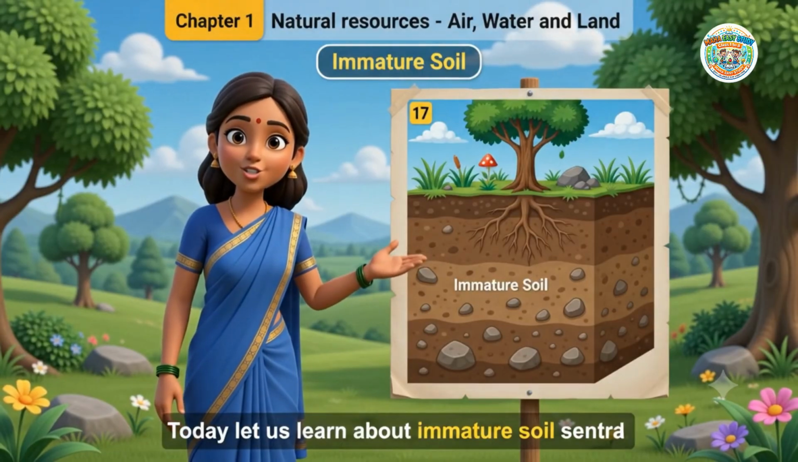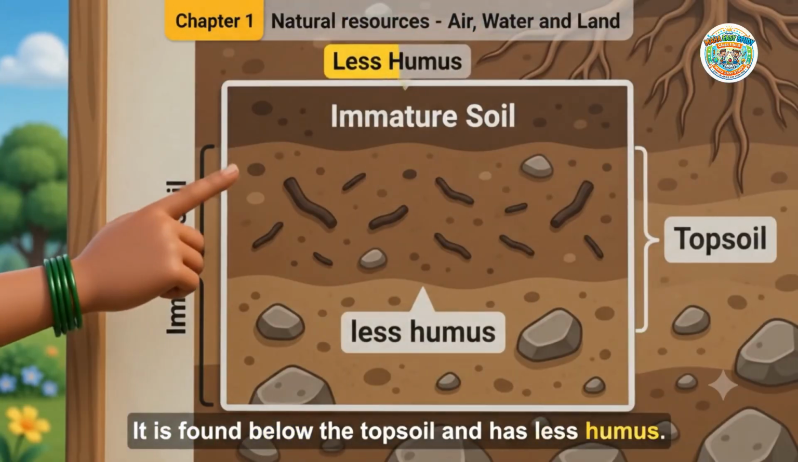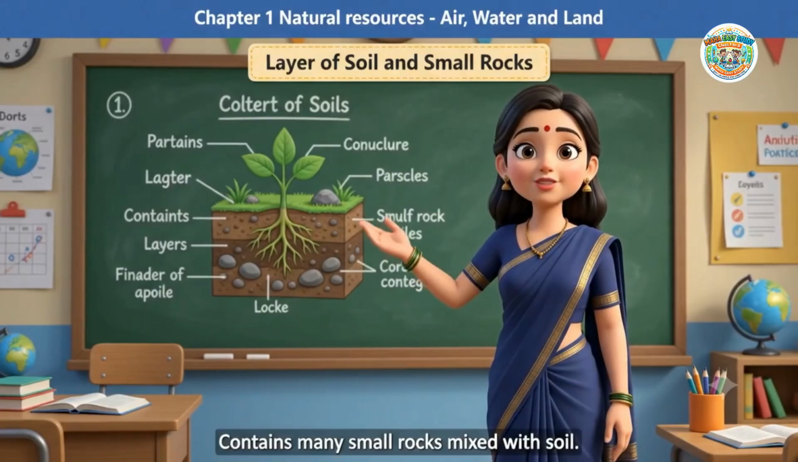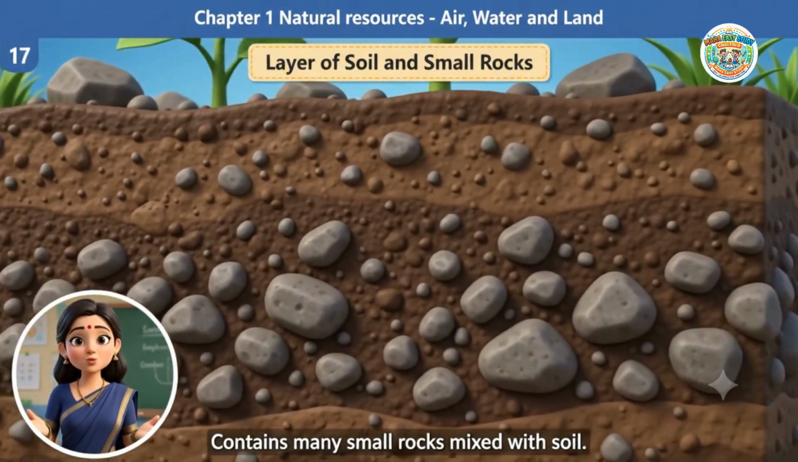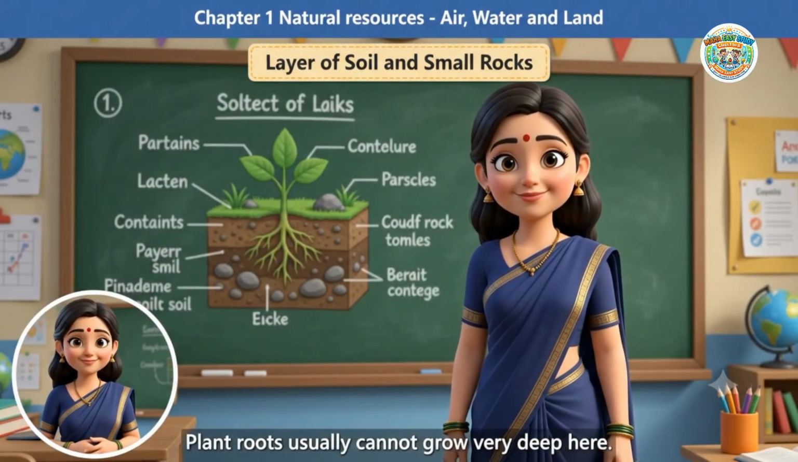Learn about immature soil. It is found below the topsoil and has less humus. It contains more rock pieces. Learn about the layer of soil and small rocks. It contains many small rocks mixed with soil. Plant roots usually cannot grow very deep here.